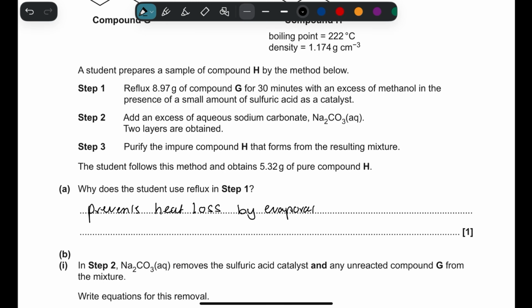I think it's kind of like a buzz term that you should just say in the exam whenever they want you to justify using reflux. Cool.